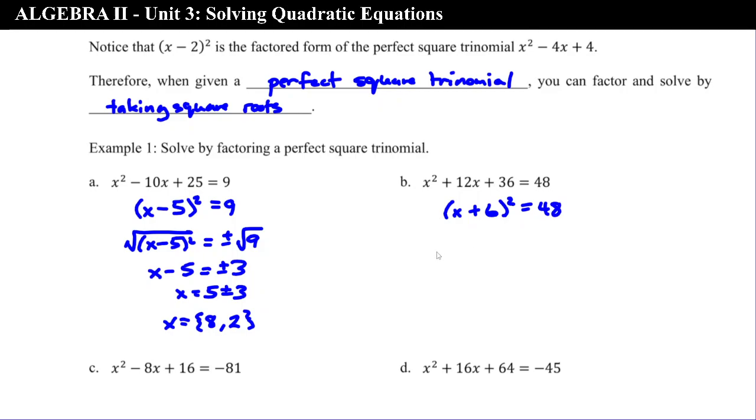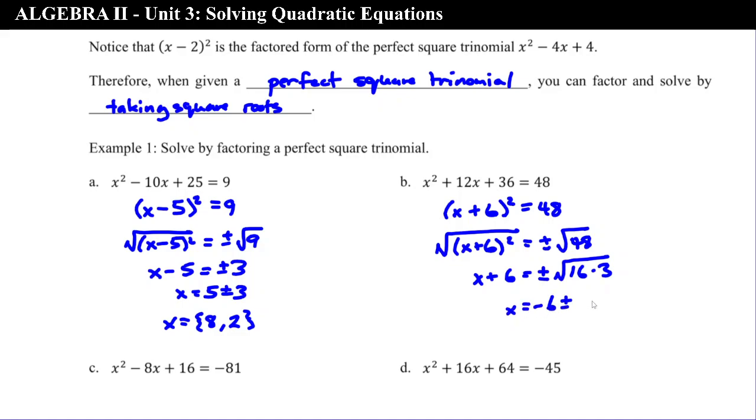So now we will take the square root of each side, plus or minus the square root of 48 on the right-hand side. We can break down the square root of 48. That breaks down into the square root of 16 times 3, 16 being our perfect square. Let's go ahead and subtract 6 from each side. Square root of 16 is 4, and you have the square root of 3. And so there's our answer for this one.